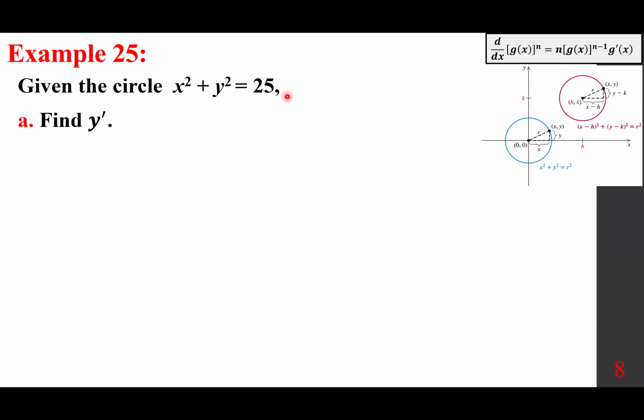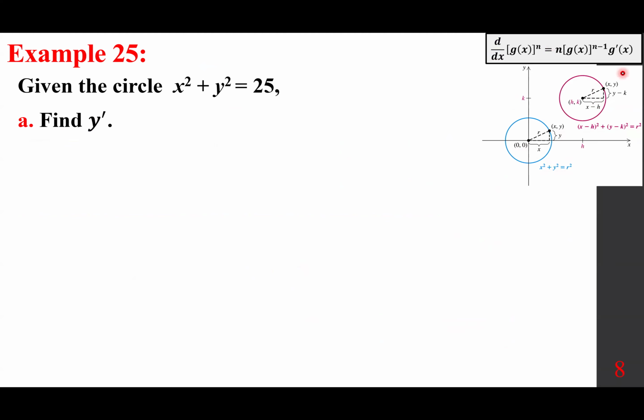Given the circle x squared plus y squared is 25, find y prime. Reminding you of a couple of things. Remember, an equation of a circle is x squared plus y squared equals r squared if it's centered at 0, 0. If it's centered at h and k, it is x minus h quantity squared plus y minus k quantity squared is r squared. And of course, this is the extended power rule.